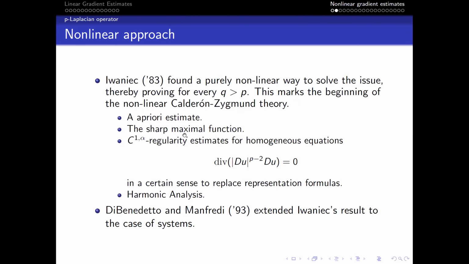Sharp maximal function means using the function minus its integral average over the ball. And then use C^{1,alpha} regularity for these homogeneous problems. This is, in a certain sense, to replace the representation formulas for these nonlinear problems. And then use the tools from harmonic analysis. Then DiBenedetto and Manfredi extended Iwaniec's result to the case of systems, about 10 years later.